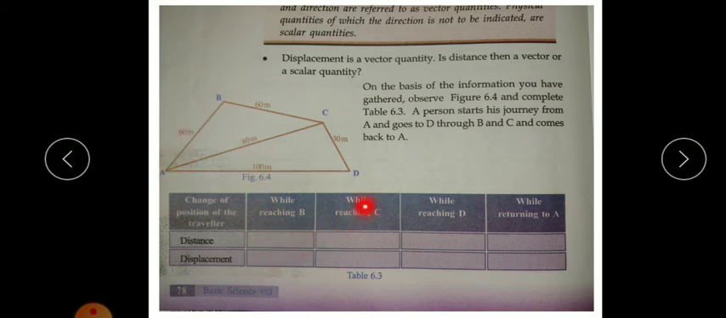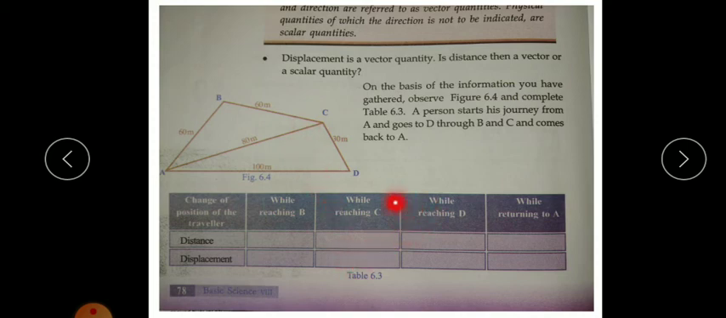While reaching the point C, he travels along this path and reaches the point C. So the distance traveled by this person is 60 plus 60, 120 meter. What about displacement? We know that displacement is a straight line distance from initial position to final position. So this is final position and this is initial position. What is the straight line distance? 80 meter, is it? So 80 meter is the displacement.